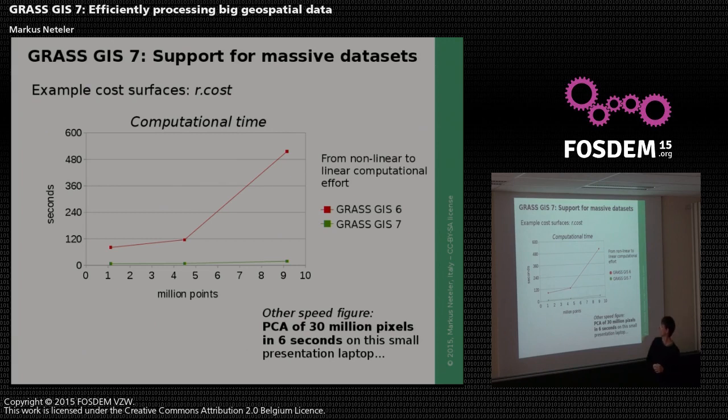Computational time in the raster world, this is a cost surface calculation. In GRASS 6, you have this nonlinear growth of time consumption, which has been turned into a linear problem. And this is something quite better. Yes, you see my small laptop here, so this is nothing fancy. But I can do a PCA, so that is a principal component analysis, of 30 million points in 6 seconds on this machine. So try this in some other software, and I think it will take a little bit more time.